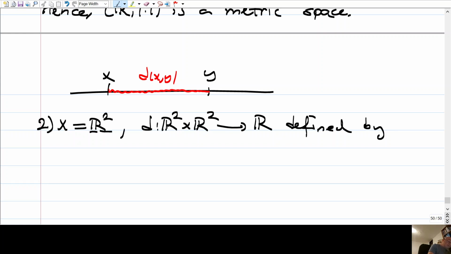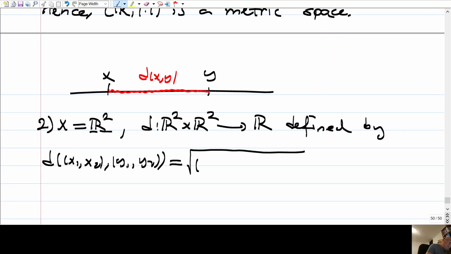I will just give you a pair of points in the plane. The first pair, let's say x1, x2. The second pair is y1, y2. What will be the distance? This will be just the usual distance in the plane. So the difference of the first coordinates, y1 minus x1, squared plus the difference of the second coordinates, y2 minus x2, squared.